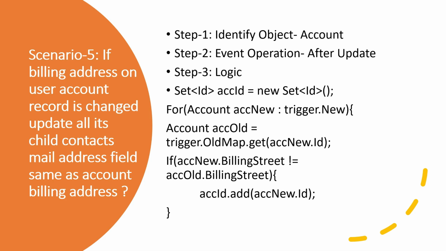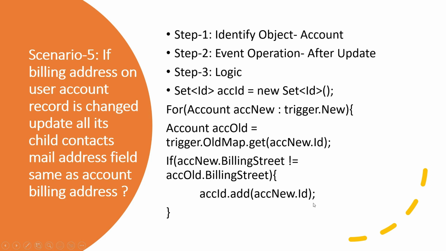And for logic, first thing first, we need the account ID which has old values. In order to get the old values, we have a method in the Trigger class: Trigger.oldMap.get, and we'll be passing accNew.Id. accNew is the variable name, and we are iterating Trigger.new values that the user is entering here.